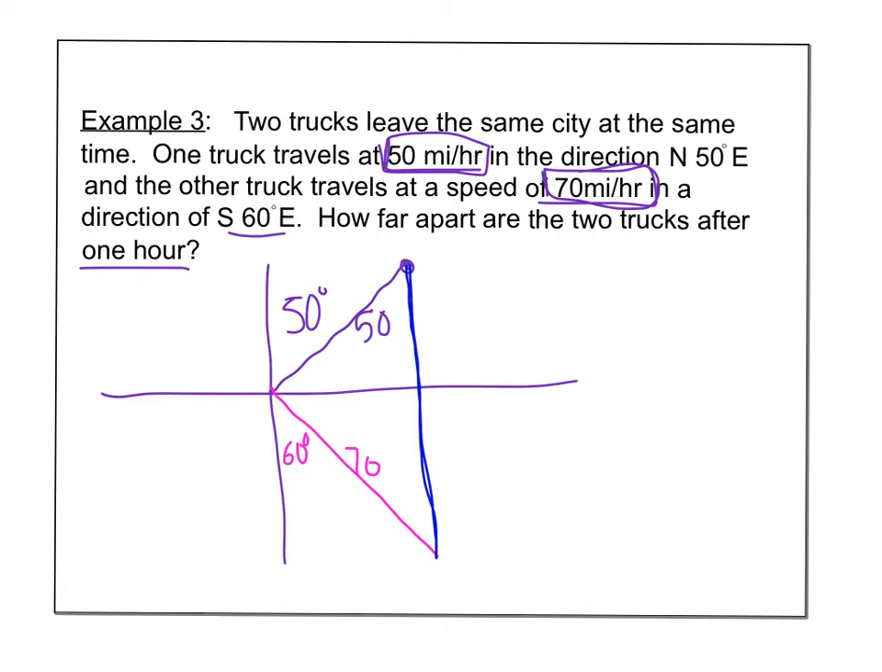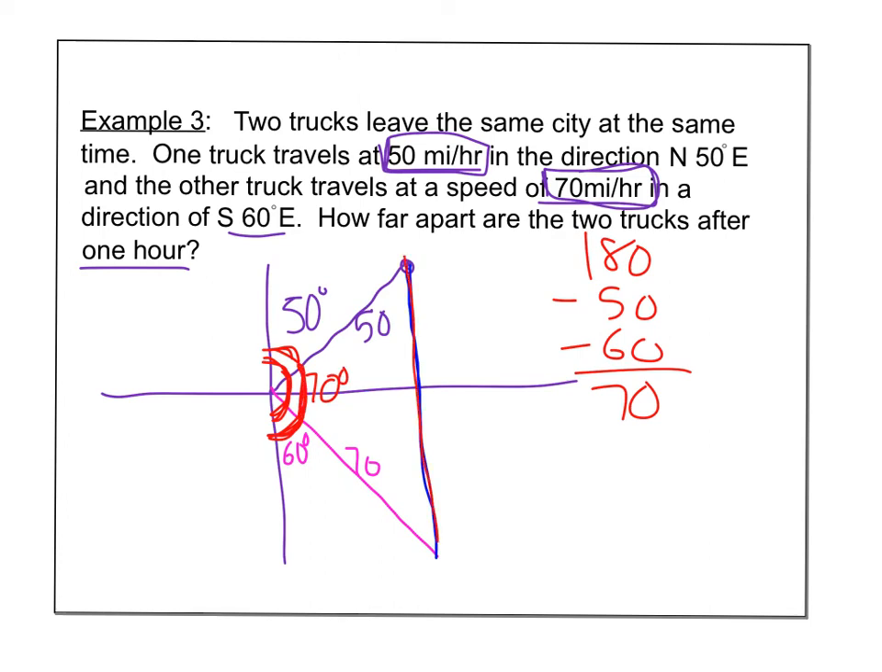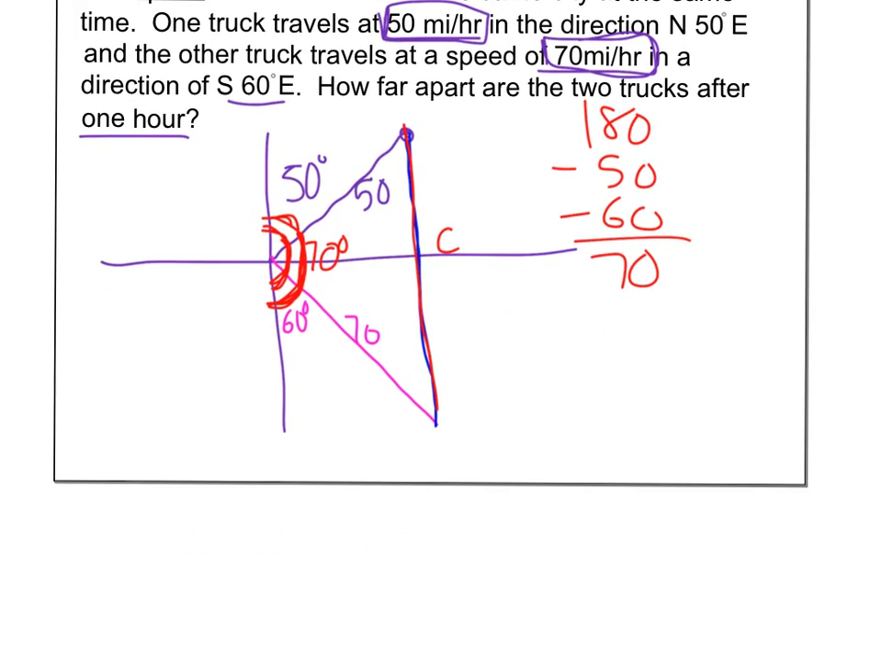If this is 50 and this is 60, this whole thing still has to make a line, so that whole thing has got to be 180. I'm going to subtract 50 and subtract 60, and I figure out that this whole angle right here is 70 degrees. Now I'm trying to figure out this side, we'll call it C. I've got a side-angle-side situation here, so I'm going to go law of cosines on it.